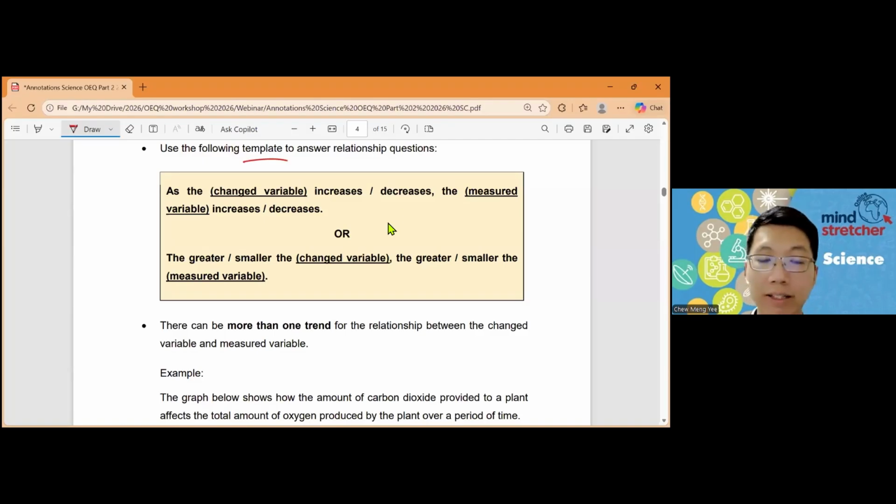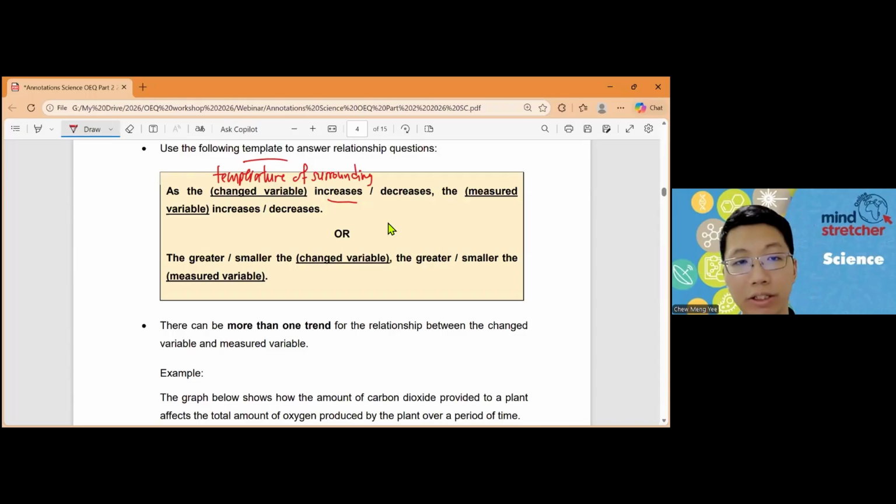Since we were talking about evaporation just now, I'm just giving an example: as the temperature of surroundings increases, the rate of evaporation increases. That can be how I write it. Or the volume of water left after 1 hour decreases. So depends on whether you want to write the science concept or what is measured in the experiment. Both are fine.